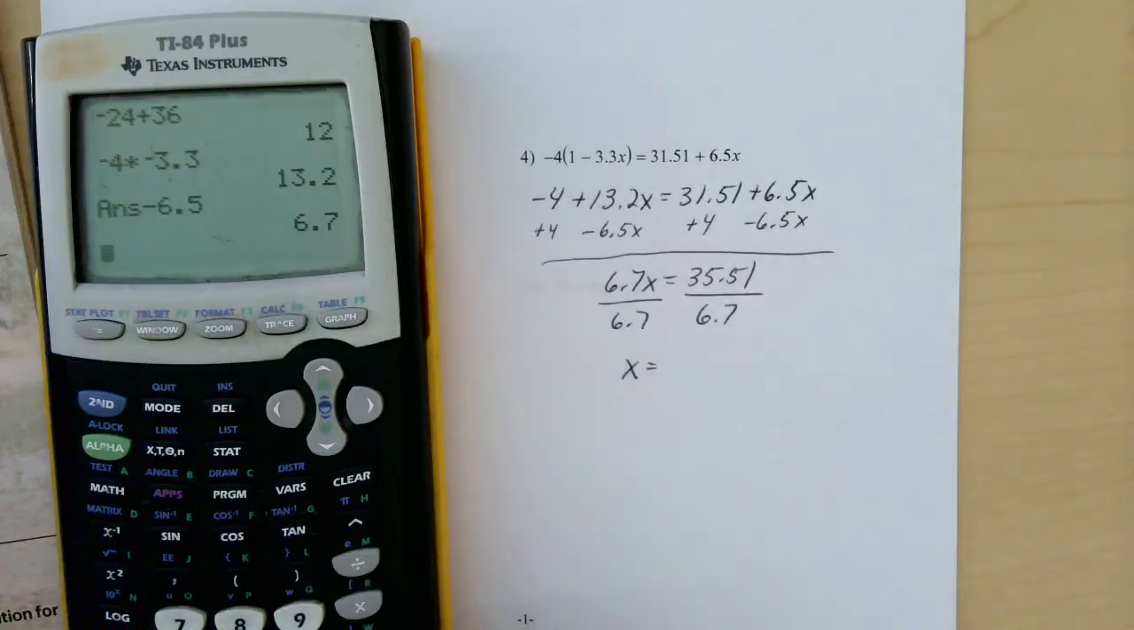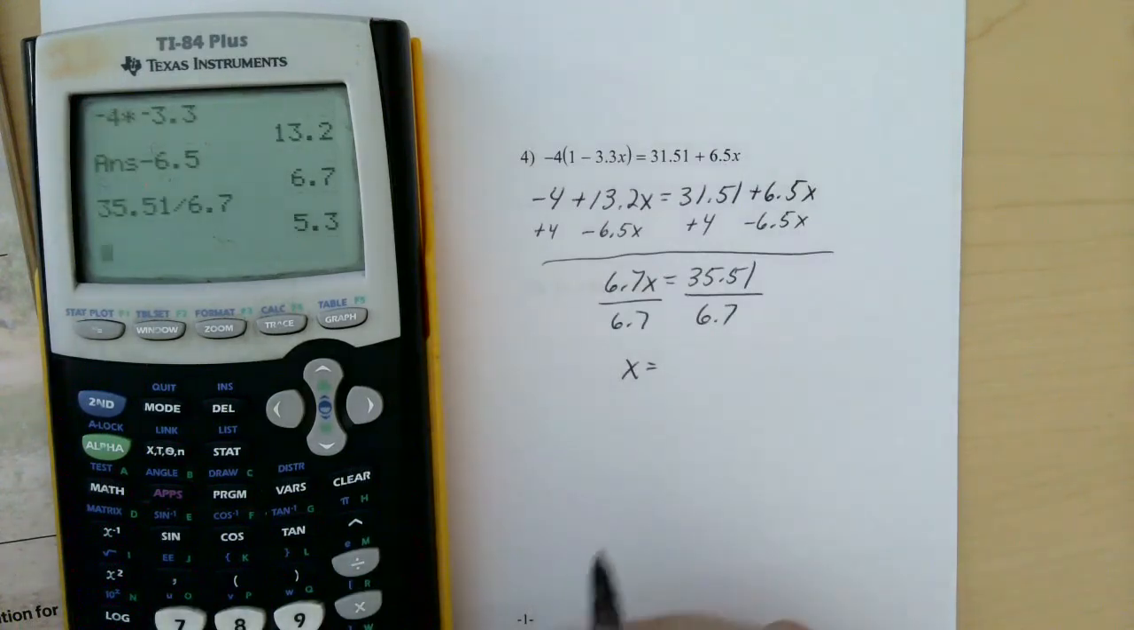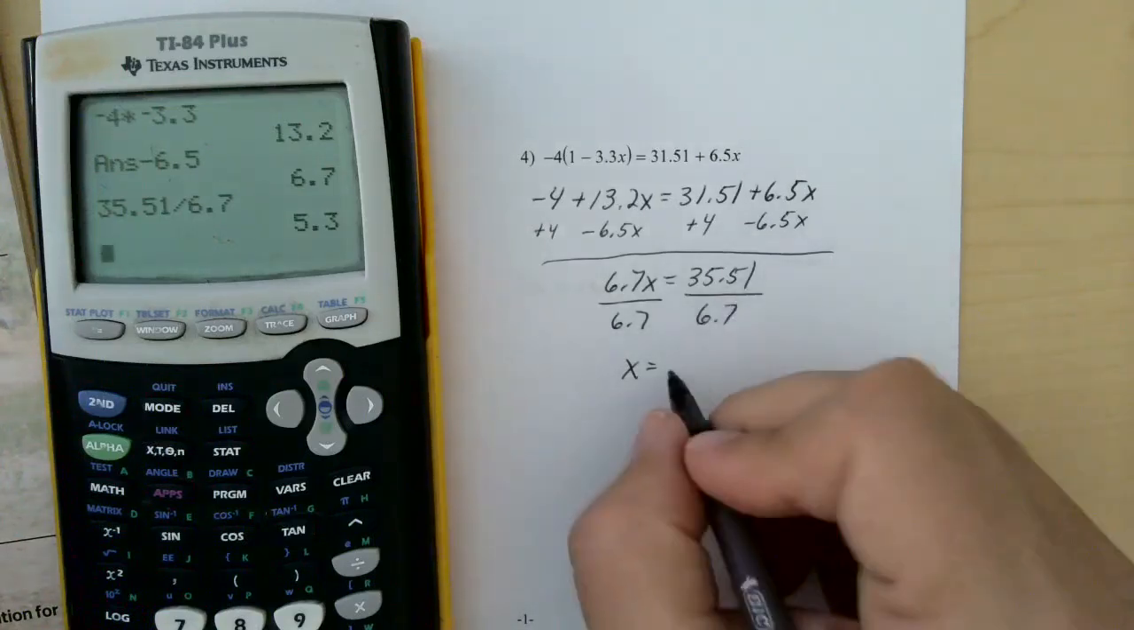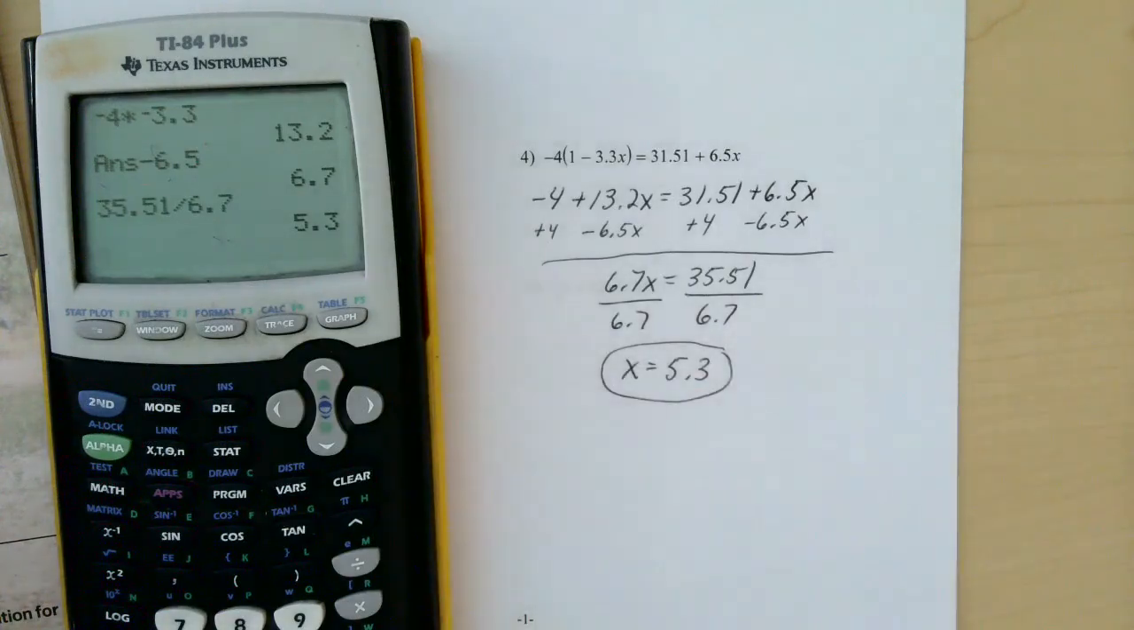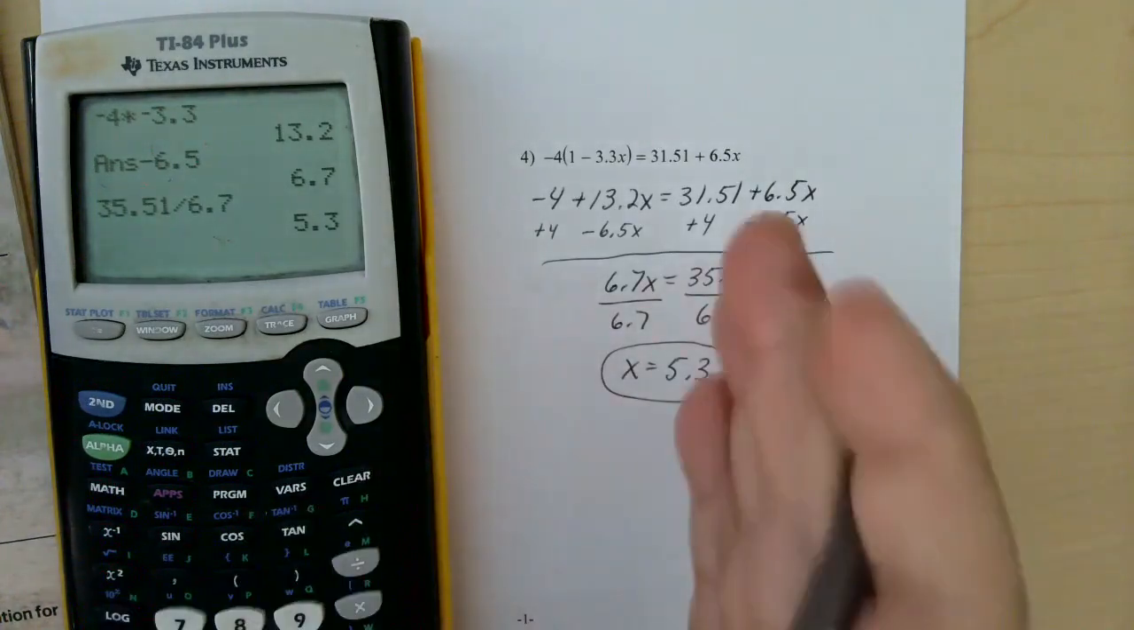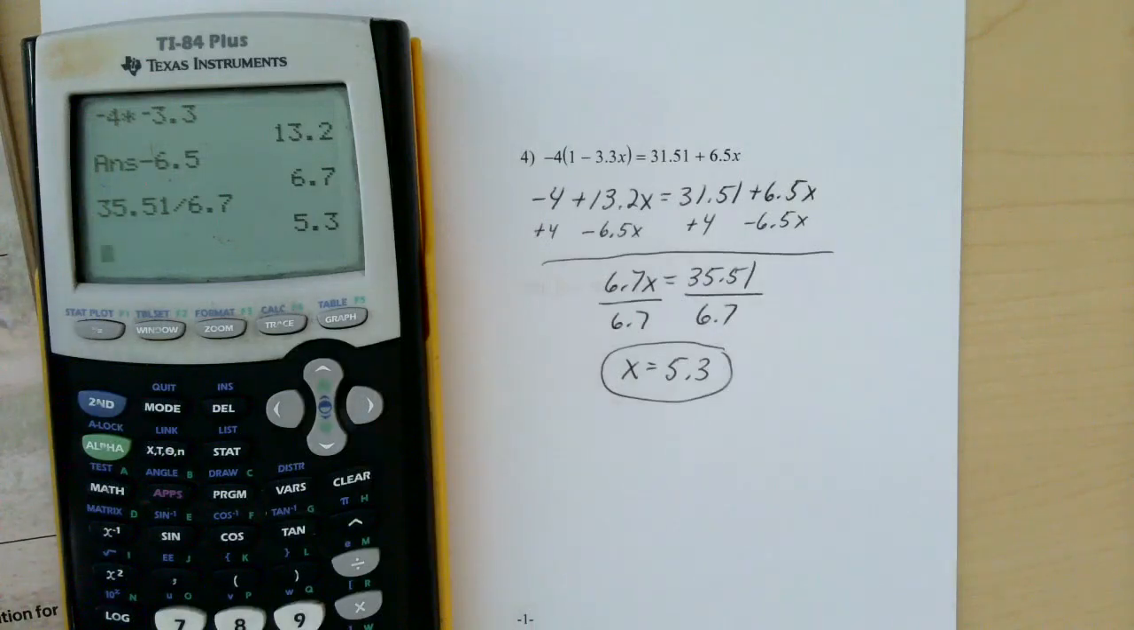Okay, so I'm going to take 35.51 divided by 6.7, and I'm going to get an answer of 5.3. And that is correct. So again, this one didn't come out nice and neatly, but we also were dealing with some harder numbers and stuff. But the process is the same.